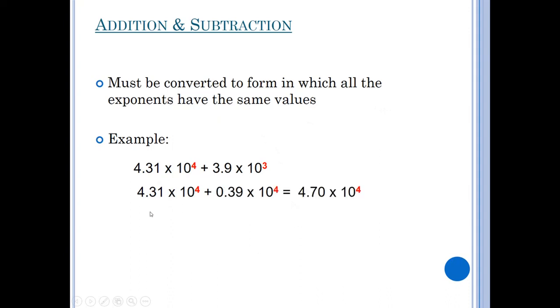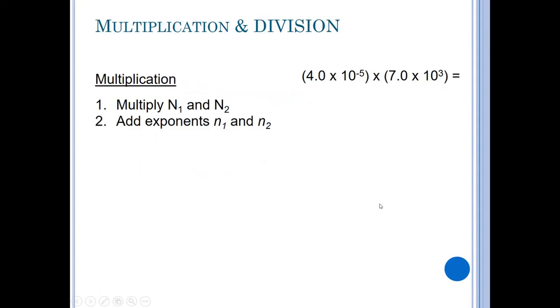Okay, for example here, 4.31 times 10 to the power of 4. You need to solve this part first because here is multiplication. You need to solve this multiplication part also. When you get this answer and this answer, you can add them to get this answer. And for multiplication and division, you need to multiply n1 and n2 first, and add the exponents of n1 and n2.